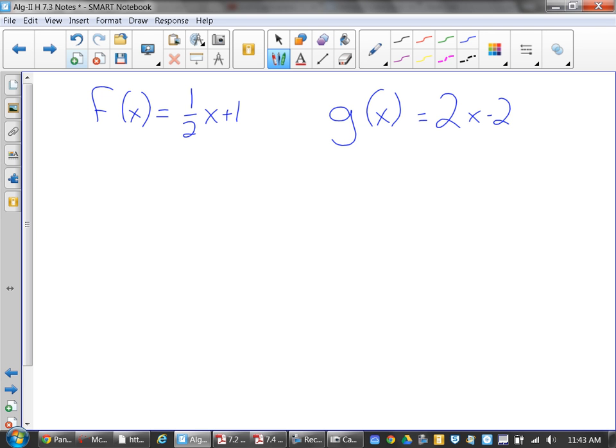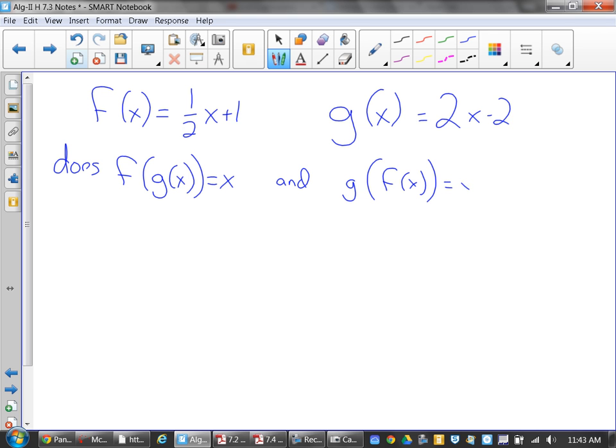So what we're going to do is check to see if these guys are inverses of one another. All right? And in order to do that, all you have to do is check, does f of g of x equal x and g of f of x equal x? So we just check it out.